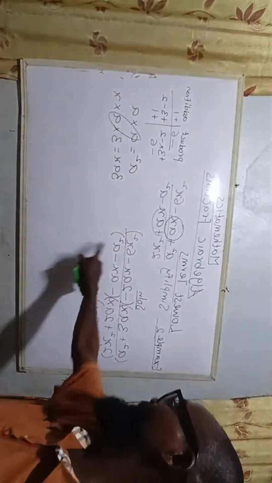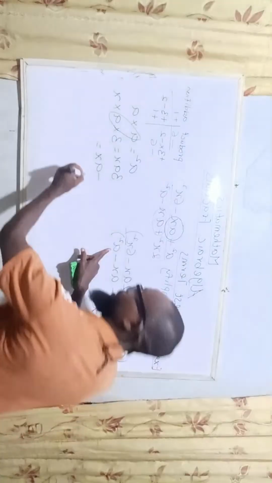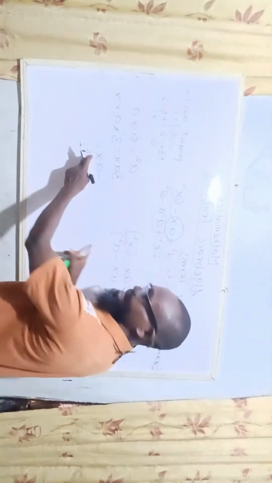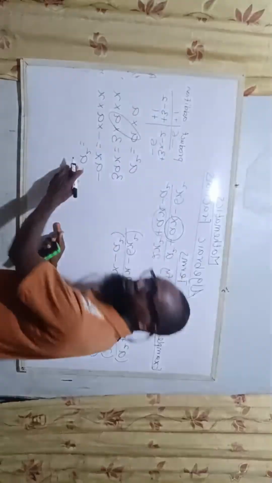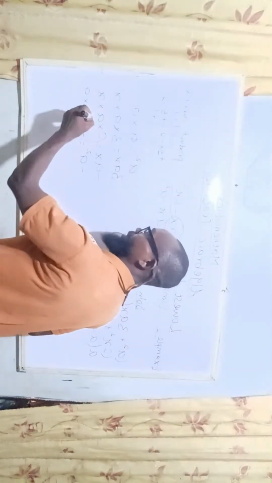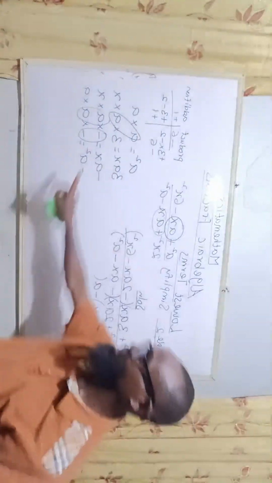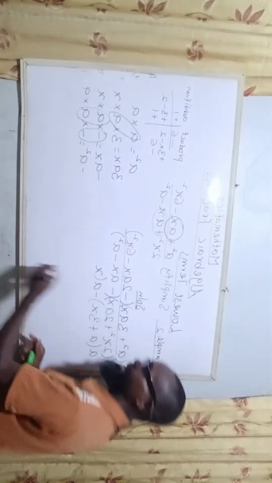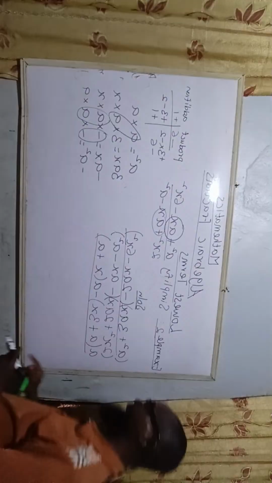Now, look at this one. What is common in both? Minus AX and minus A squared. Minus AX can be written as minus times A times X, while this one can be written as minus times A times A. Minus is common, A is common. So I have minus A is common. If I remove minus A here, it remains X. If I remove minus A here, it remains A. That A means plus A.